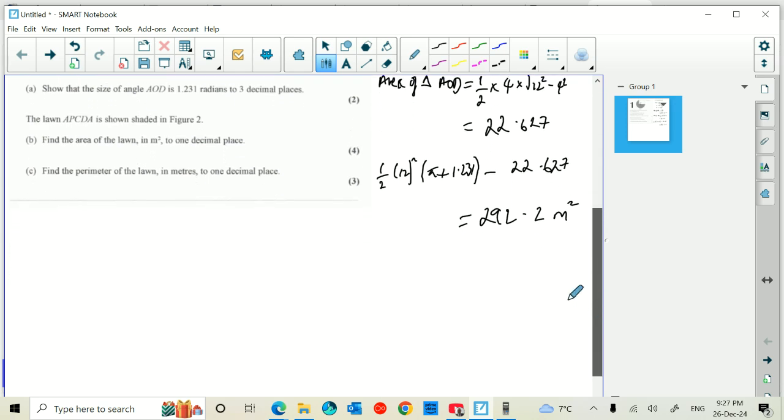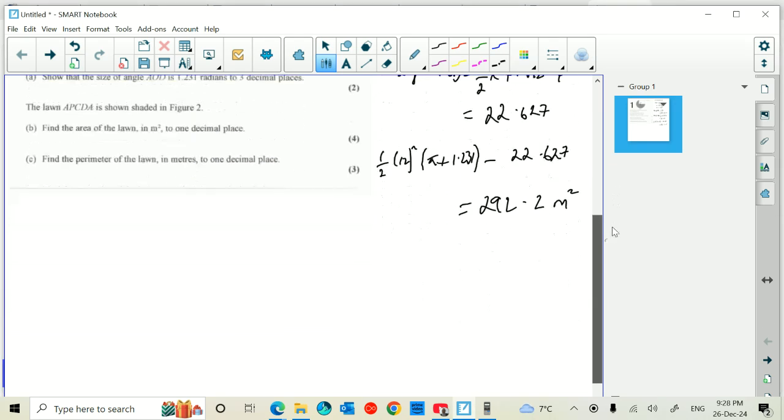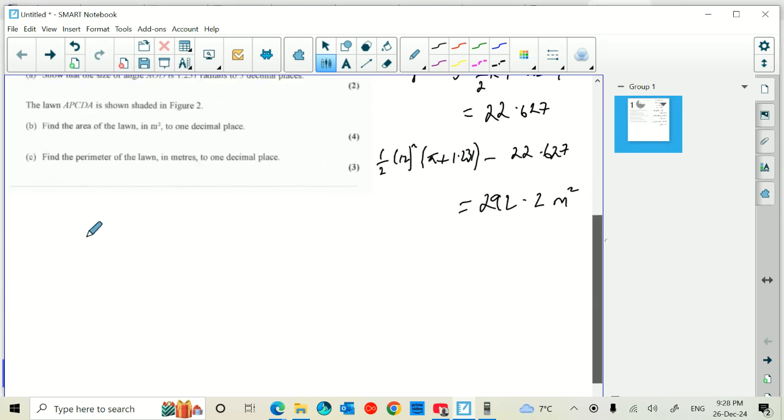And part C, let's have a look at part C. Find the perimeter of the lawn in meters to one decimal place. Well, part C, I can do here. The perimeter includes the arc length, and the arc length is equal to r theta.